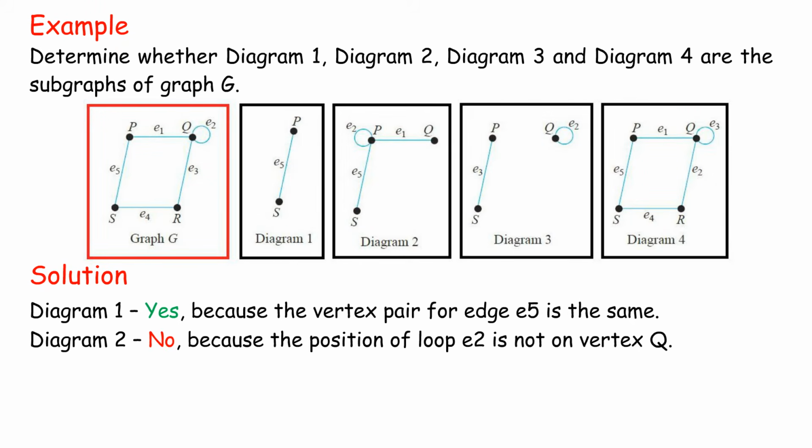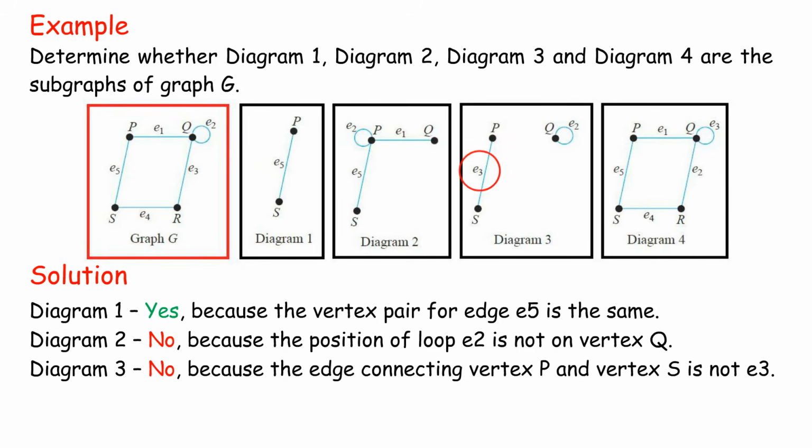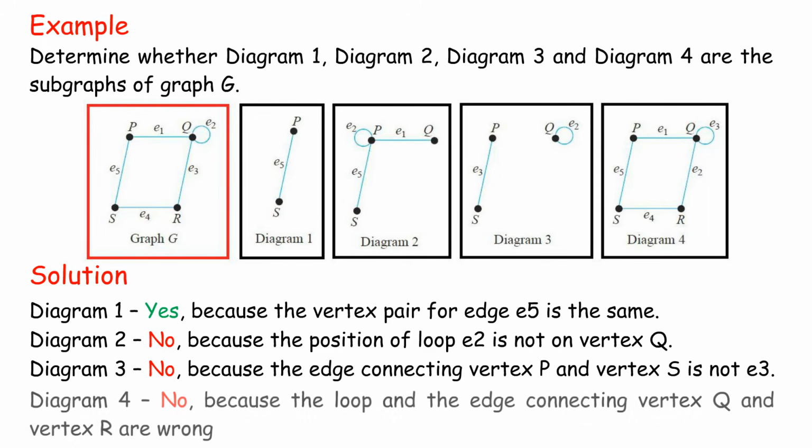Diagram 2, no, because the position of loop E2 is not on vertex Q. Diagram 3, no, because the edge connecting vertex P and vertex S is not E3. Diagram 4, no, because the loop and the edge connecting vertex Q and vertex R are wrong.